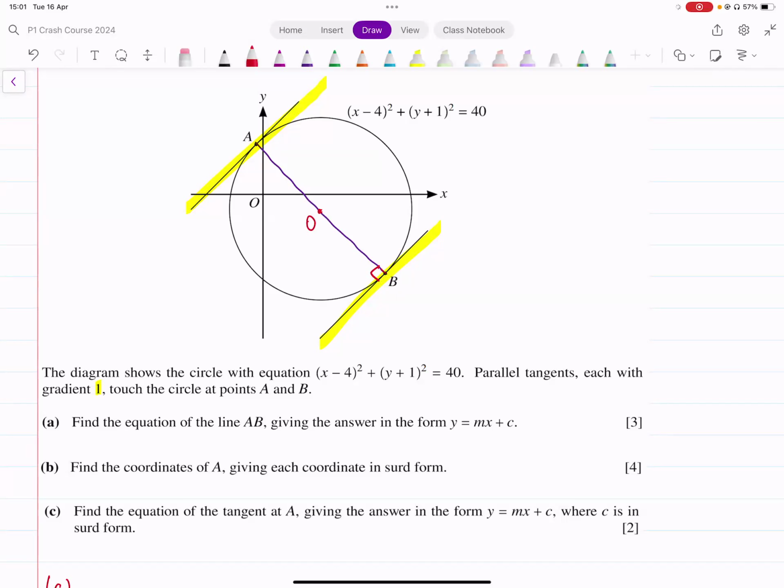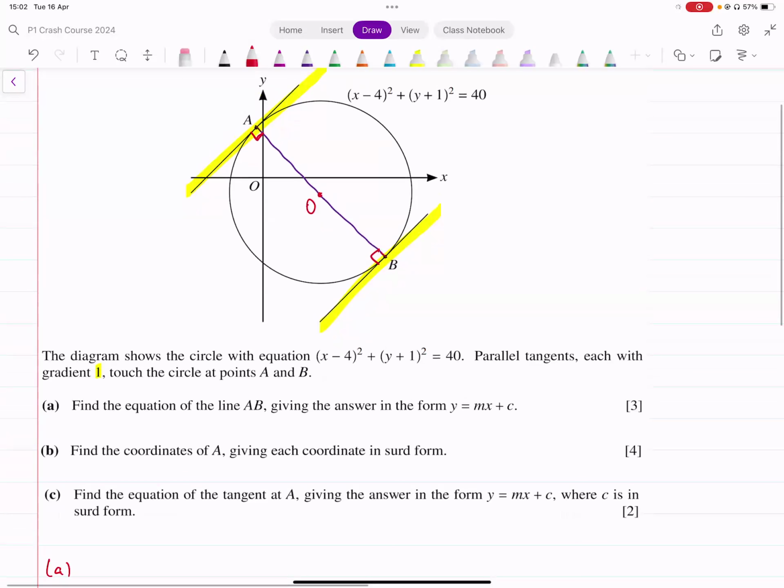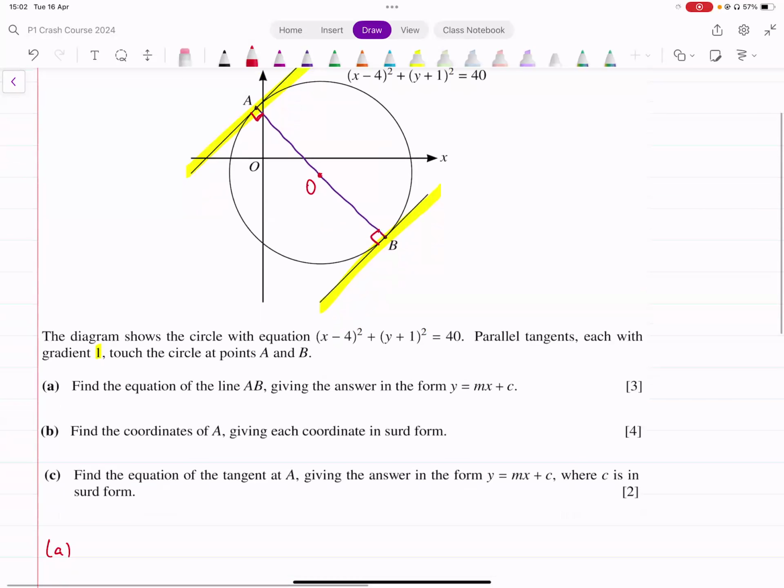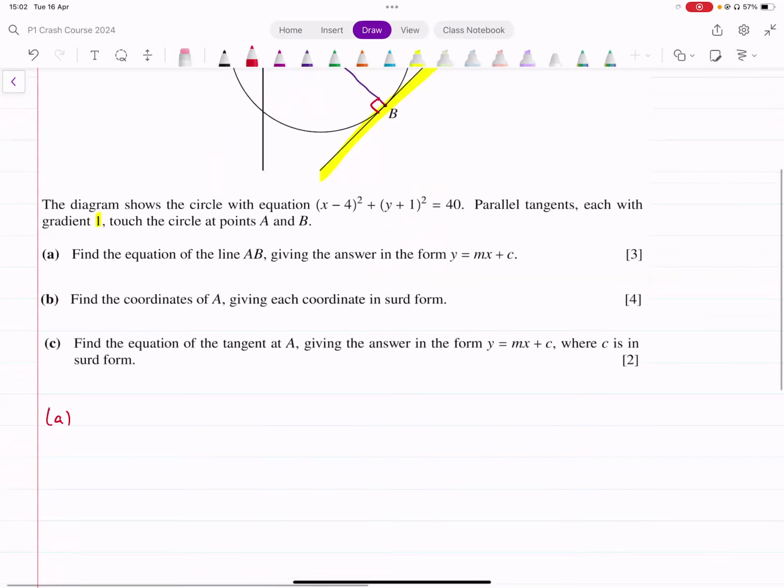And similarly, if I were to make a line perpendicular to the other tangent at the point A, that's also going to pass through the center. So the line AB is a straight line like this that passes through the center of the circle. And AB is supposed to be the diameter of the circle. Okay? So what that means is we can write down the gradient of AB.